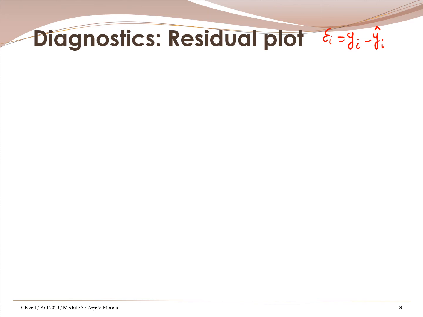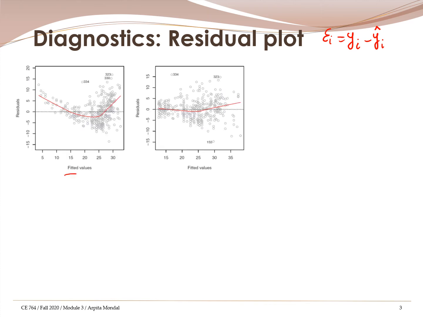On the x-axis we can plot either x or y. However, when we have multiple x's, x1, x2, etc., for multiple linear regression, when we have many predictors, which predictor should we choose as the x-axis? So therefore, in the x-axis we choose the fitted y's. So fitted values is what we have in the x-axis, and on the y-axis of course we have the residuals.